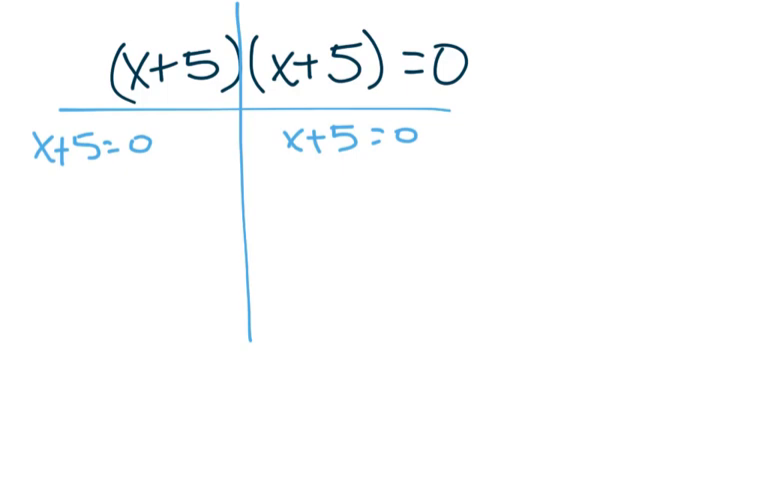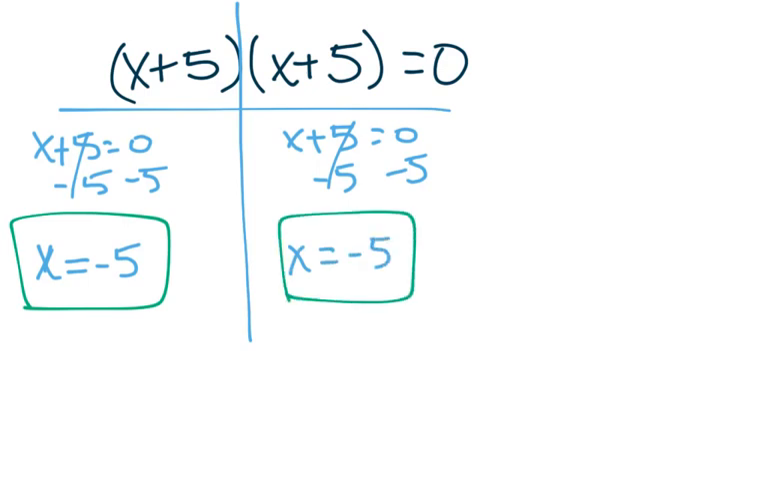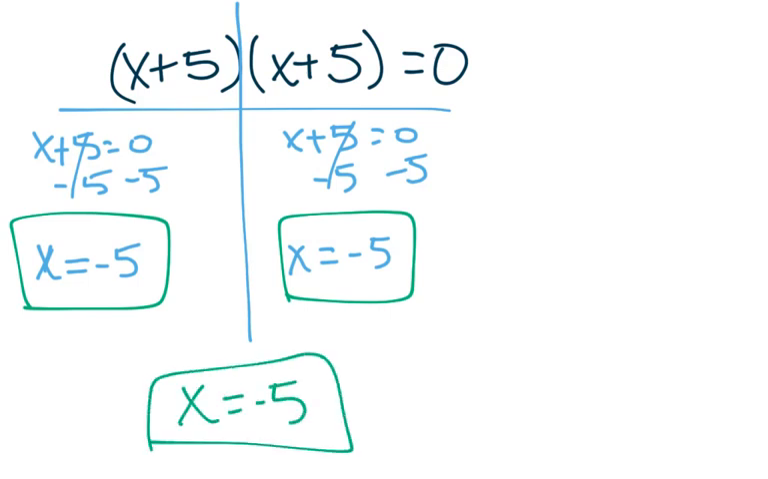I need to solve for x. So that means I need to isolate the x. In this case, it's just by subtracting 5 from both sides. So I get x equals -5. And over here, I'm going to subtract 5 from both sides as well, and I'm left with x equals -5. So really, my solution as a whole is x equals -5. In this case, I only have one solution because these are identical to each other.